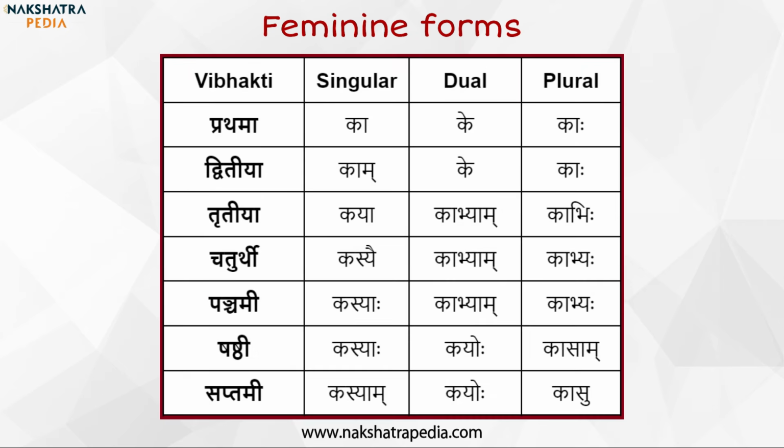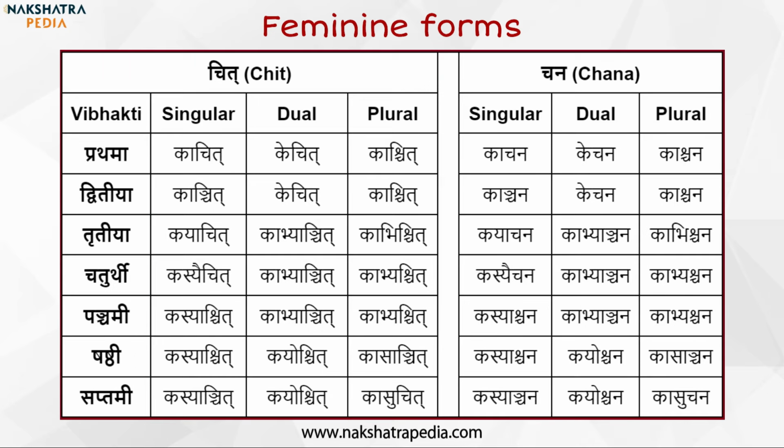Moving forward, the feminine forms of Kim Rupani are ka, ke, kaha, kam, ke, kaha and so on. And their forms with Chit and Chana are kachit, kechit, kaschit, kanchit and so on. And we have kachana, kechana, etc. with the Chana Pratyaya.